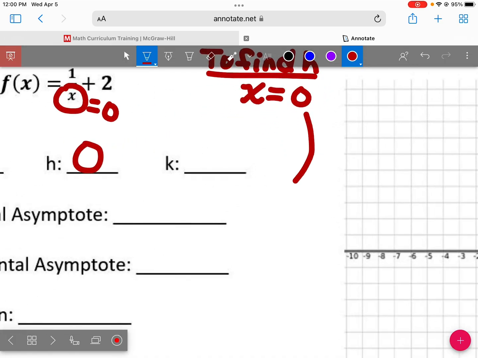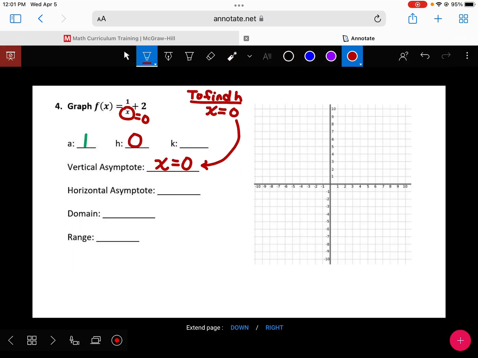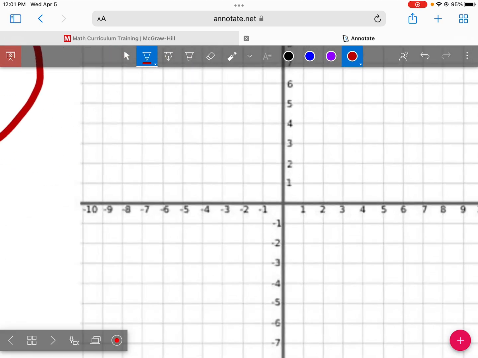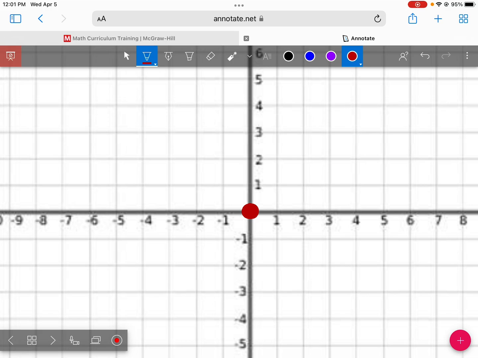All right, so I know x equals 0 is my vertical asymptote. This is one where it can be a little bit tricky. And this is why I keep going back to talking about this equation. Which axis do I go to? X-axis. And I go to what number on the x-axis? 0. Where is 0 on the x-axis? Right here. And then I do what kind of a line through that?